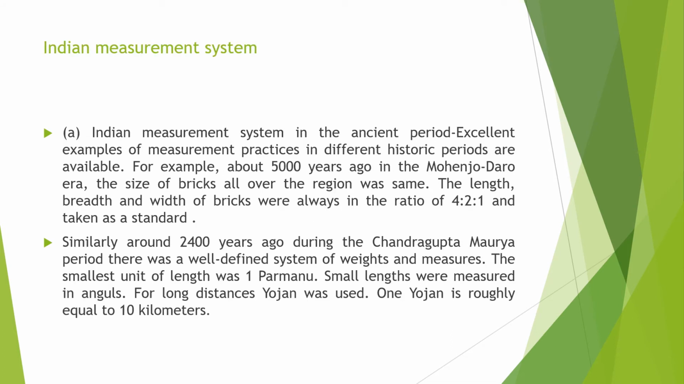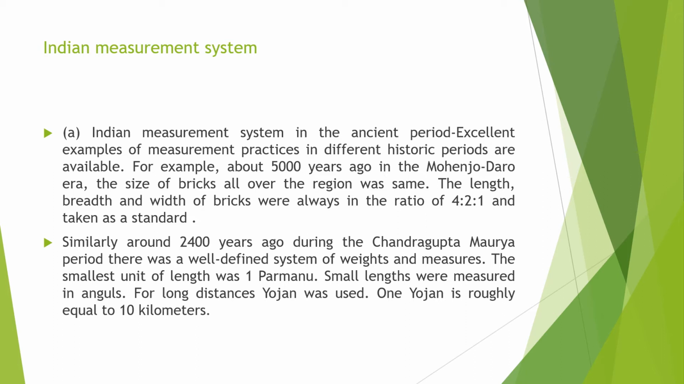Let's talk about the Indian measurement systems in the ancient period. There were excellent examples of measurement practices in different historic periods. For example, about 5,000 years ago in the Mohenjo-daro era, the size of the bricks all over the region was the same. The length, breadth, and width of bricks were always in the ratio 4:2:1, and it was taken as a standard.